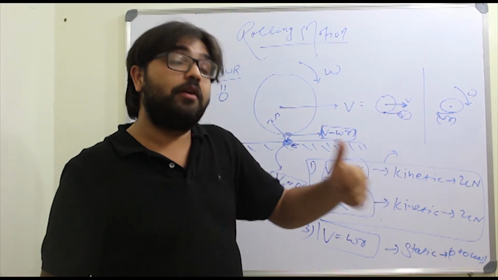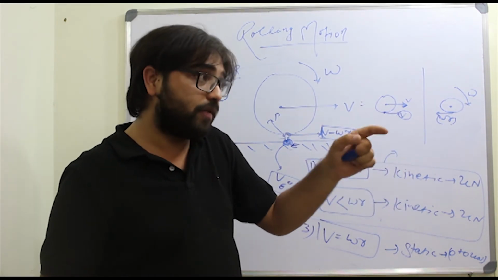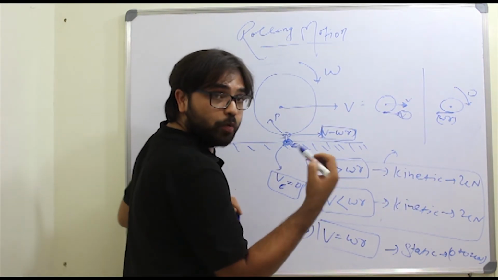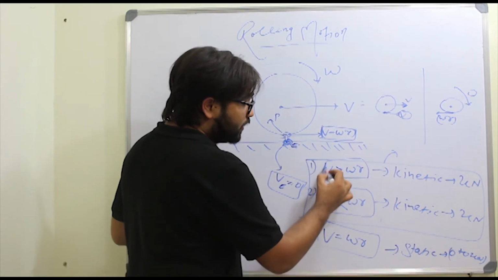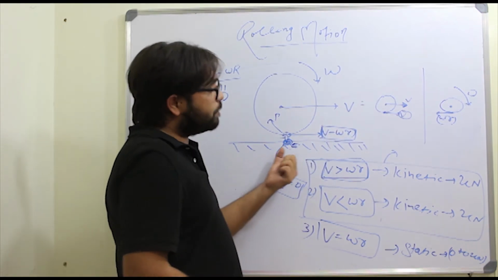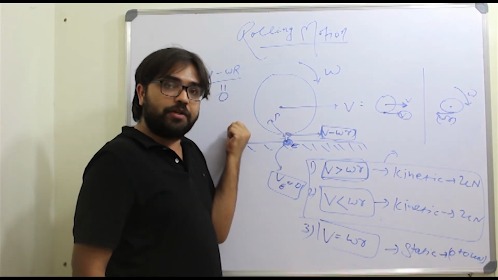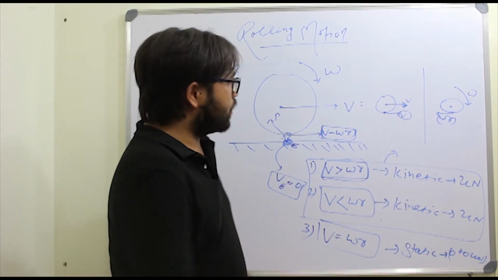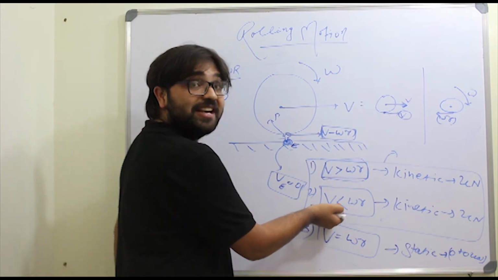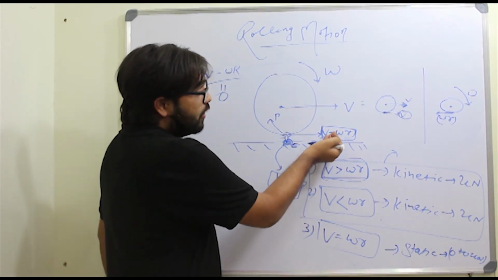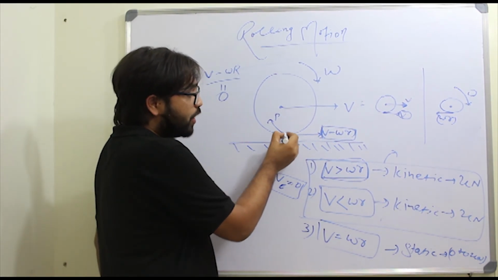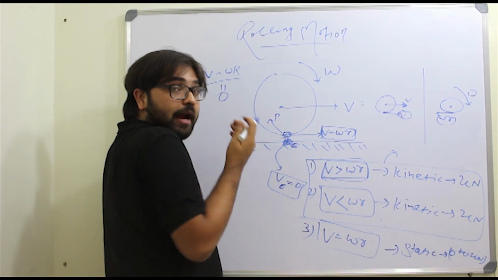If it is slipping, friction is kinetic, and always check in what direction it is slipping. Like in the first case, because V is greater, it is slipping in the forward direction, so friction will act in the backward direction. Friction always opposes slipping. In the second case, where V is less than omega r, because omega r is more and V is less, it is going to slip in the backward direction. The net velocity of this point is in the backward direction, so it will slip backward, and hence the kinetic friction will act forward.